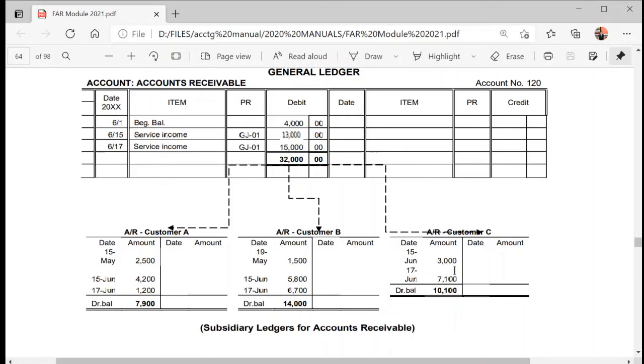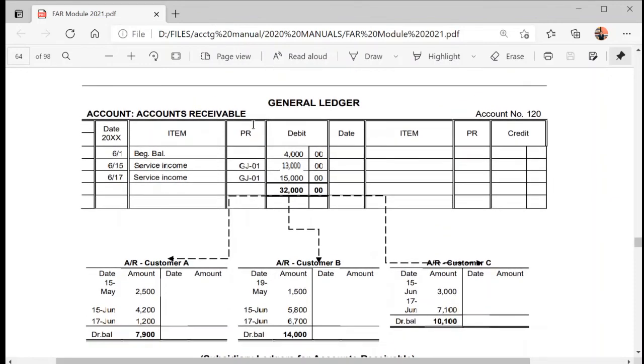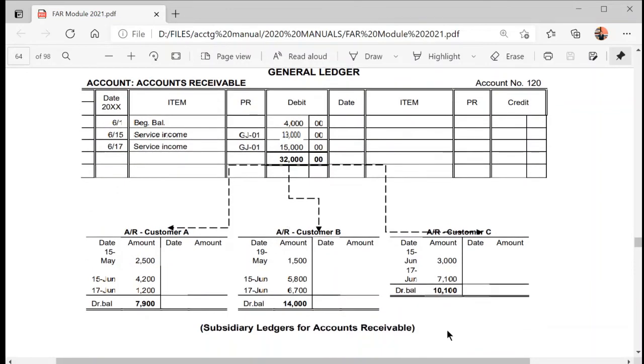So it is easier to trace the payments and also the recording of new receivables if we have the specific ledgers for each customer, which is the subsidiary ledger. So that is the purpose why there would be a need for a subsidiary ledger, since if we will just look at the general ledger, the amount there is in total, but we don't know if this is coming from one person or from two or three customers. So if we have the subsidiary ledgers, it will provide us with the details of the transaction for a given day or a given month.